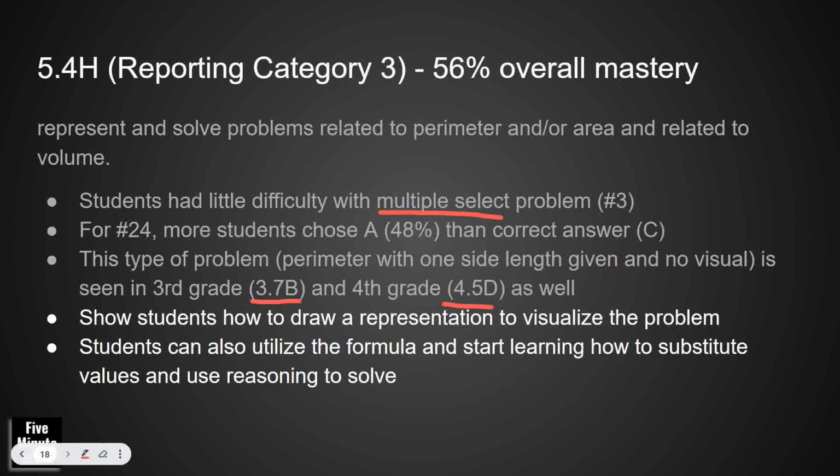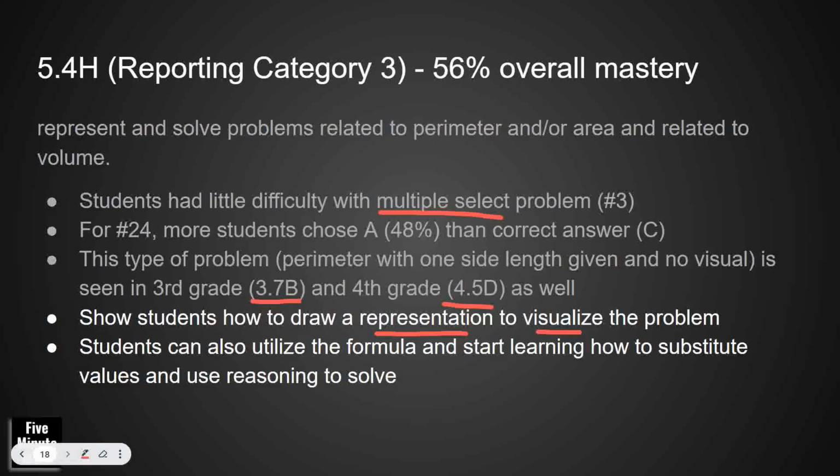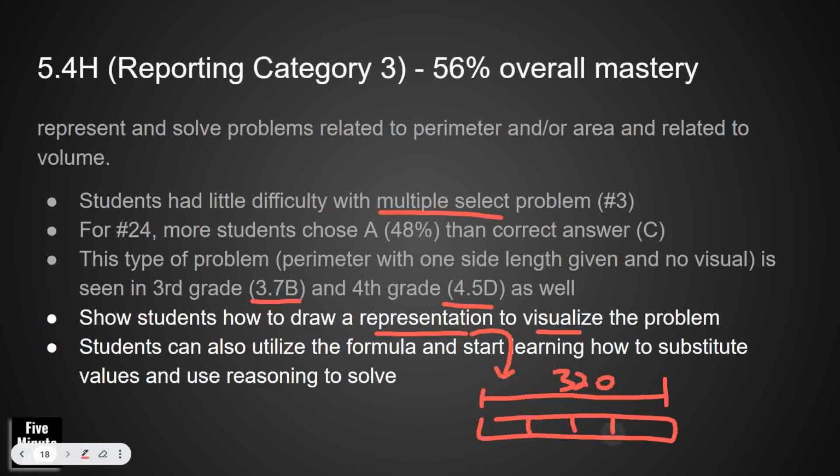So they need to draw a representation to visualize the problem, like I did here. I drew my rectangle, I put my perimeter, and I labeled one side as 70. But once we do that, the next representation we need is that strip diagram. Once we see the strip diagram, break it up into 4 parts, that kind of gives our students a scaffold to start thinking about what are these two missing parts. They can figure that out if they can turn that into a strip diagram.